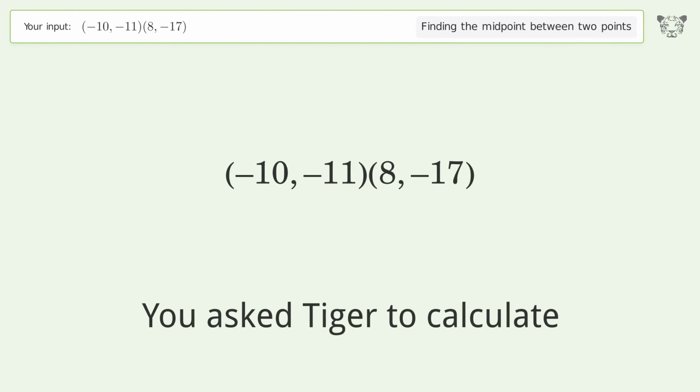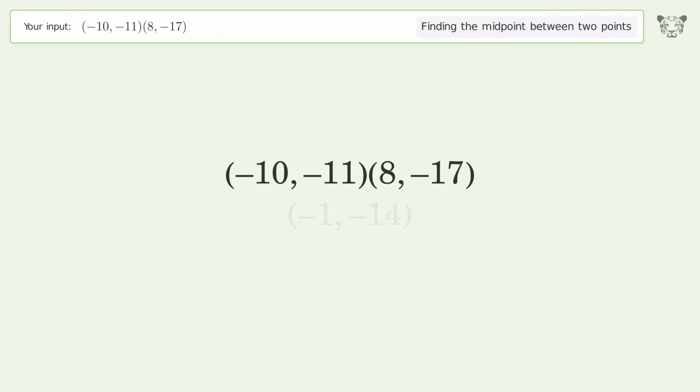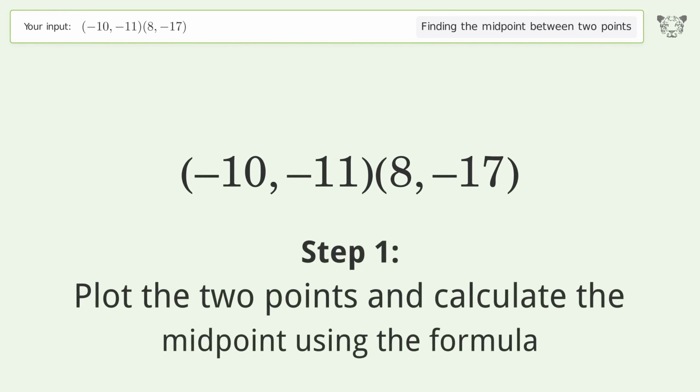You ask Tiger to calculate. This deals with finding the midpoint between 2 points. The midpoint between the 2 points is -1, -14. Let's solve it step by step. Plot the 2 points and calculate the midpoint using the formula.